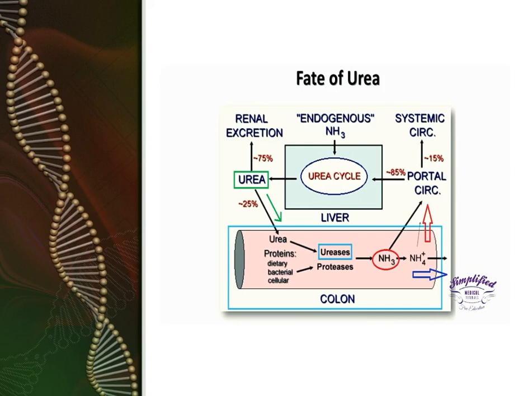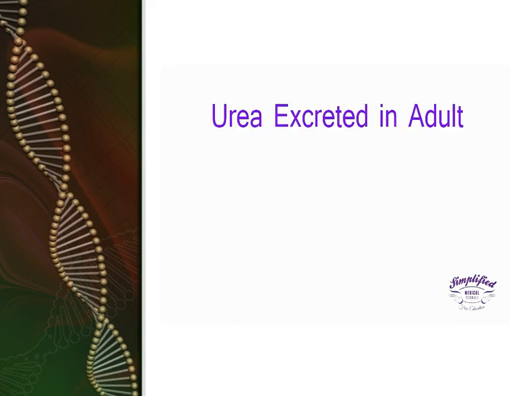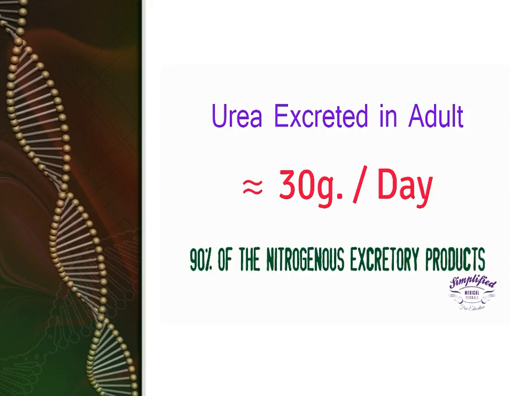Through the portal circulation, the majority returns to the liver where it is detoxified back to urea, while a small portion of ammonia goes back into the systemic circulation. The urea excreted each day by a healthy adult is about 30 grams and accounts for about 90% of the nitrogenous excretory products produced by our body.